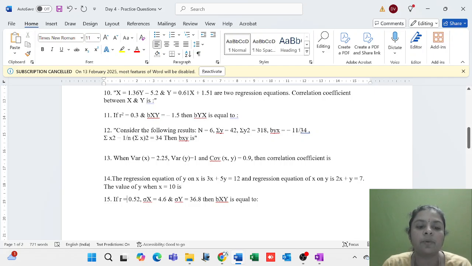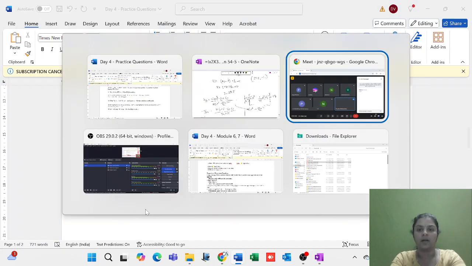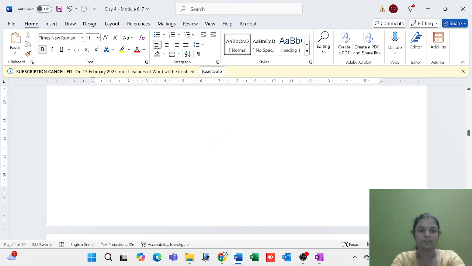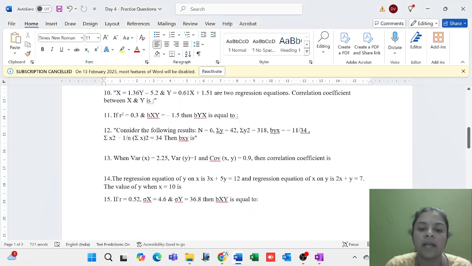Next, r is equal to 0.52. Sigma x. This sigma symbol represents standard deviation. Standard deviation of x is 4.6. Standard deviation of y is 36.8. bxy. Simple. bxy formula is equal to r into standard deviation of x by standard deviation of y, which is your first formula, r into sdx by sdy. So, this formula you can use.